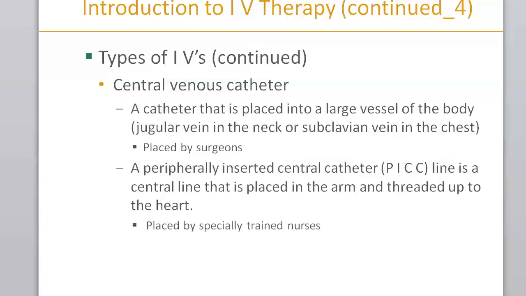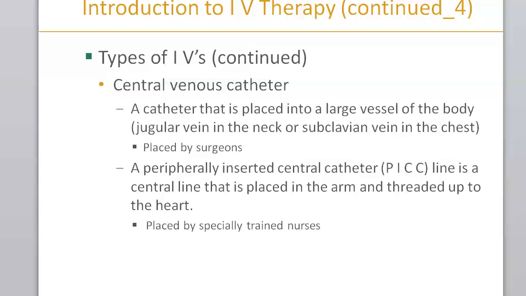And then there's also a peripherally inserted central catheter, and we might know that more as a PICC line. And that's a central line that is placed in the arm and threaded up to the heart. And some NPs can do that, but not usually a registered nurse. That is not in her scope of practice.